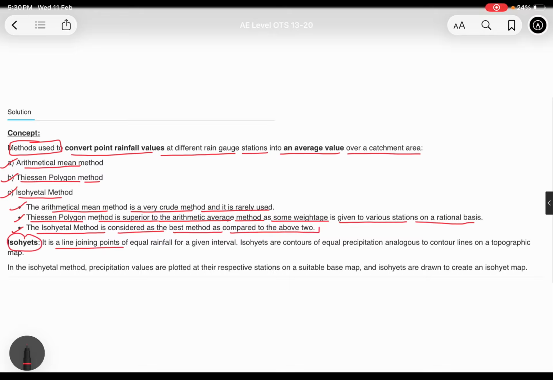Isohyets: it is the line joining points of equal rainfall for a given interval. Isohyets are contours of equal precipitation, analogous to the contour lines on a topographic map. In the isohyetal method, precipitation values are plotted at their respective stations on a suitable base map, and isohyets are drawn to create an isohyetal map.